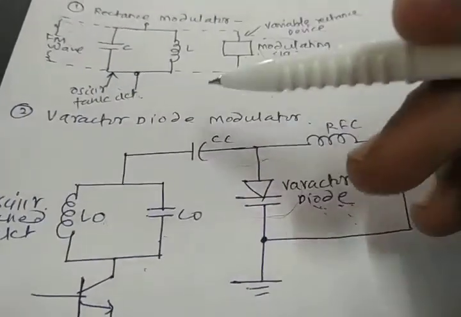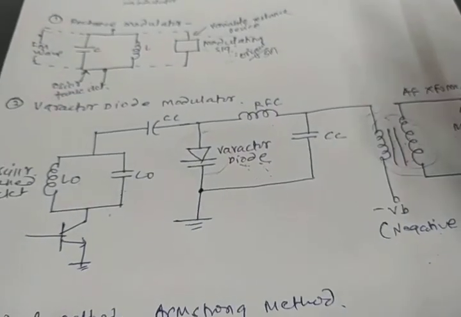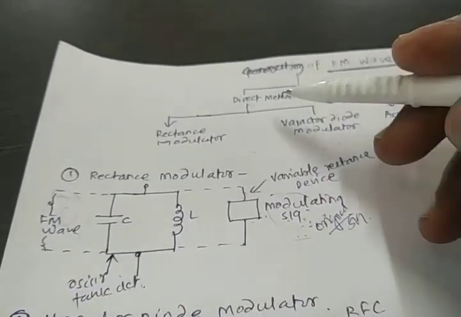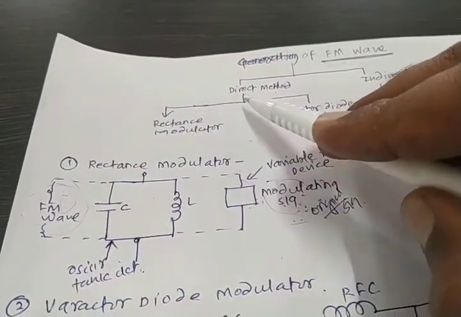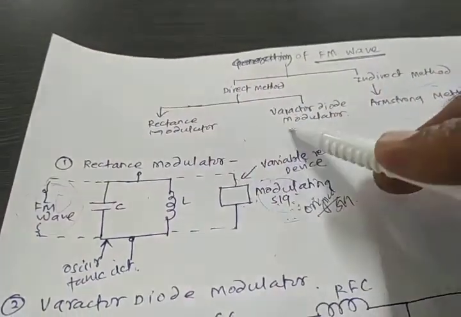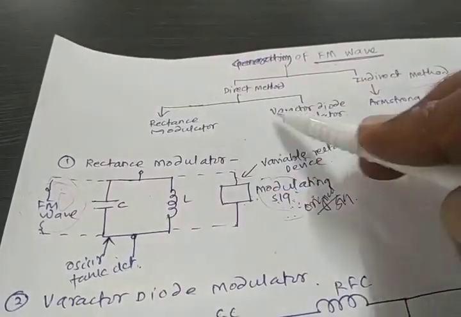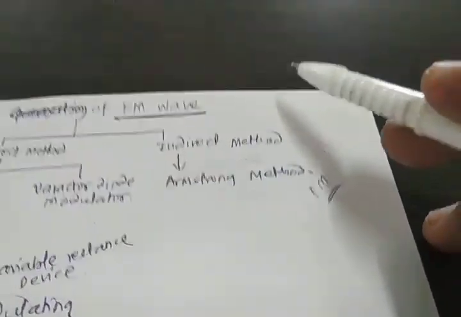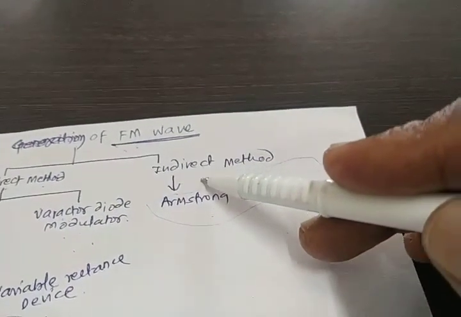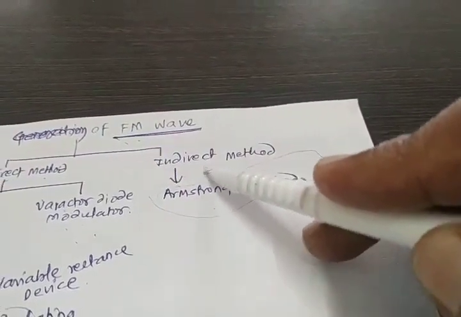So in this manner, by using this varactor diode, we can generate the frequency modulated signal. These are the two methods we observed: one is the reactance modulator, and the other is the varactor diode. Both belong to the direct method, these are the two types of direct method. Now here we can observe another method, called the Armstrong method. It is a type of indirect method.